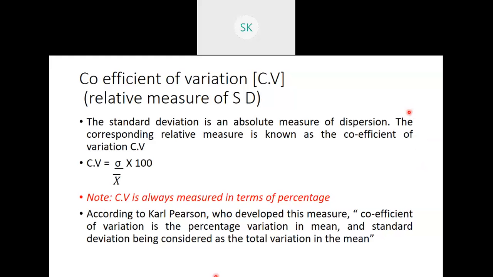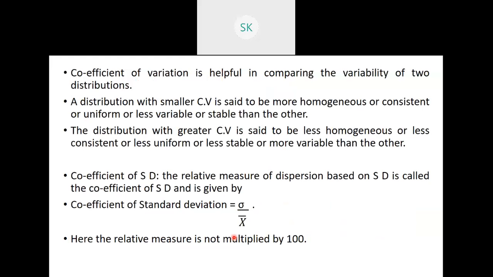So let's go on and understand the further features. That is, coefficient of variation is helpful in comparing the variability of the distributions. Okay, we are comparing the variability, which means when we are comparing two students' marks, let's say there is a student A and student B. Okay, there are two students, student A and student B.